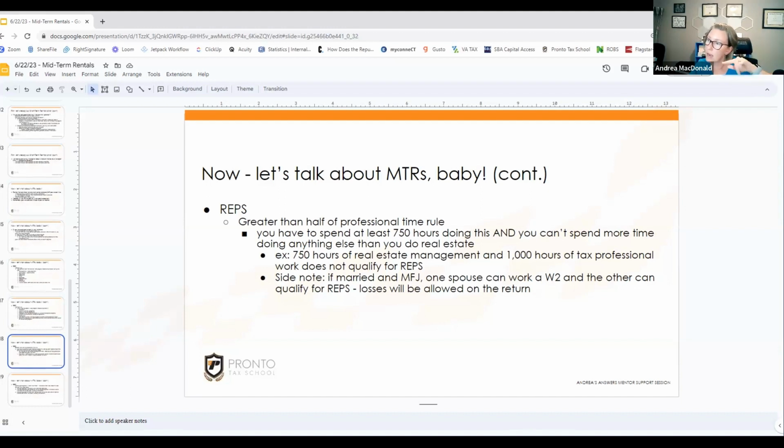You can't combine the time of the two taxpayers, but for the greater than half the professional time rule, you can. So if you have a high earning W-2 spouse, and then the other spouse qualifies for reps, they get to take advantage of reps on the whole tax return. So that can be kind of powerful too. Let's say you have a super successful accounting firm owner, and then her husband is in real estate. We might be able to take advantage of rep status and then offset some of my amazing accounting firm earnings.